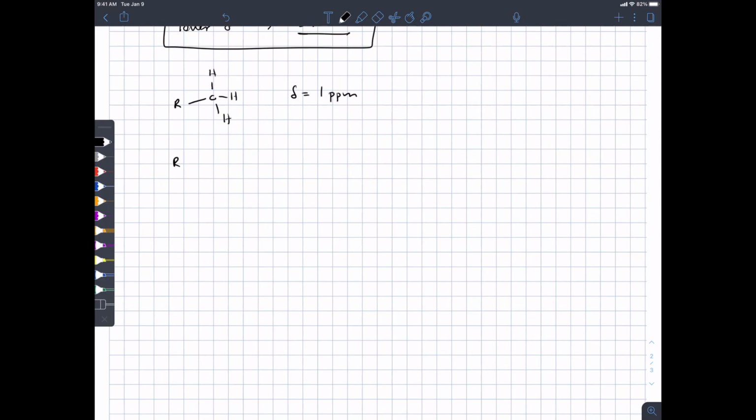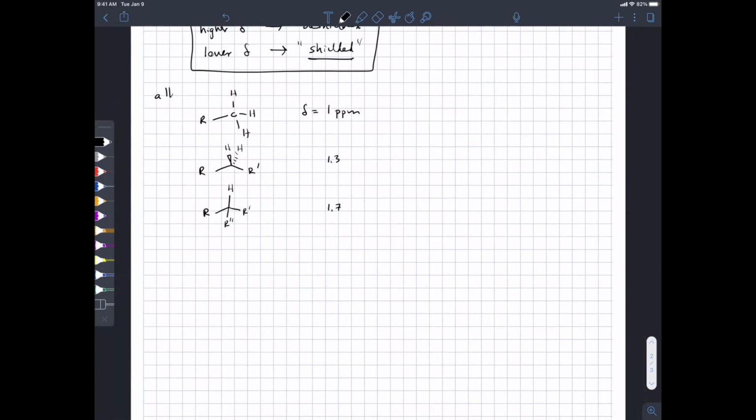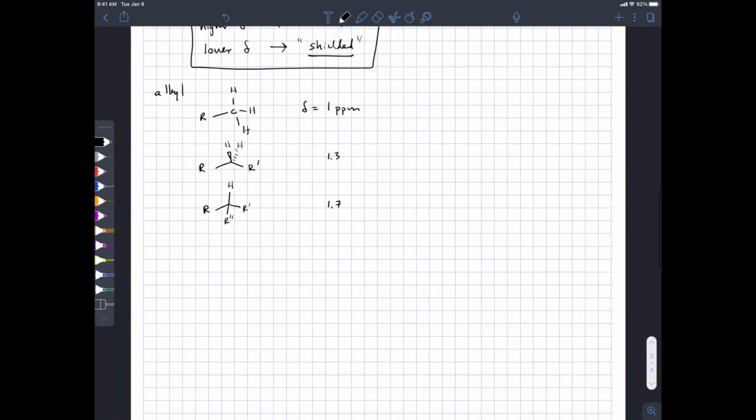If you're on, and it changes, and I don't necessarily see this as terribly important to memorize. You're always going to have access to a table of these values. On a secondary carbon, it tends to be about 1.3, and if you replace one of those H's with another alkyl group, it gets around 1.7 ppm. So those are for alkyl protons.